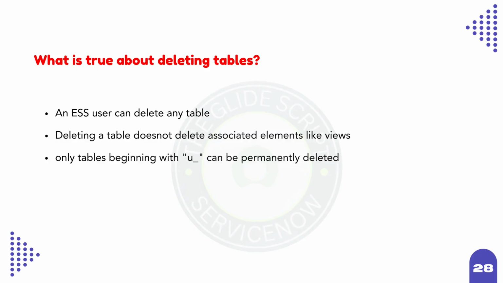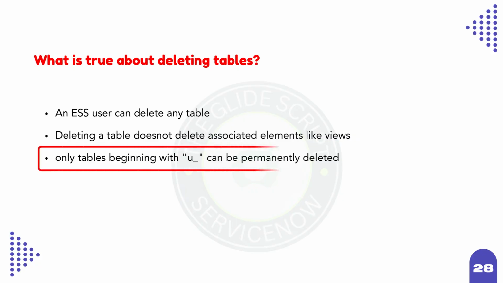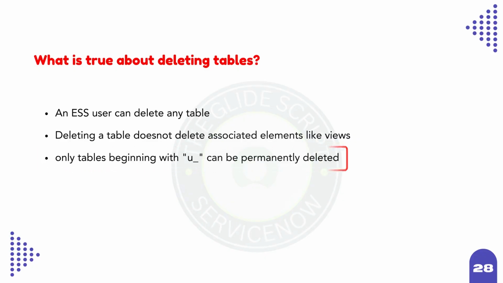What is true about deleting tables? There are 3 options given and the correct option is only tables beginning with u underscore can be permanently deleted. This is the correct option. What was the first option? An ESS user can delete any table. It is a false statement. ESS means employee self-service. Users typically have limited permissions and would not have the ability to delete tables. So they are not going to delete any table.